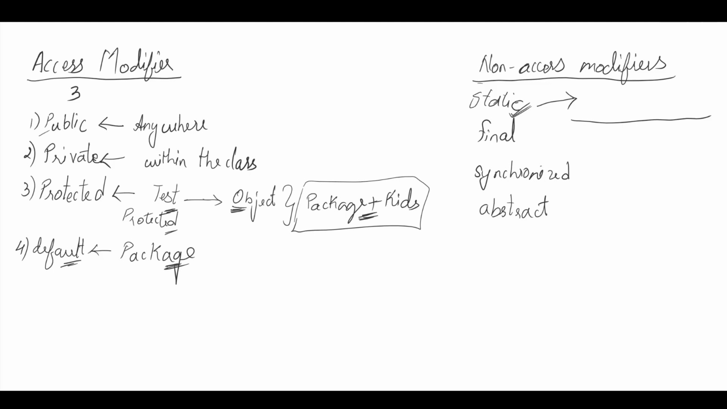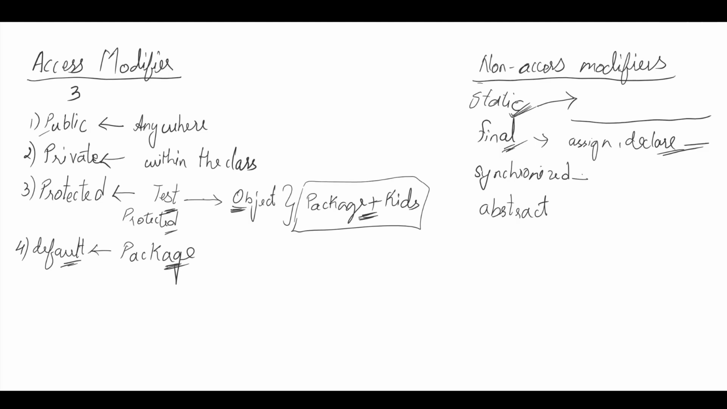Now when we say final, as the name suggests, we cannot change it. Once we assign something, once we declare something, then we cannot change it further in the program. If the class is final, we cannot create child classes of it. So that is static and final.